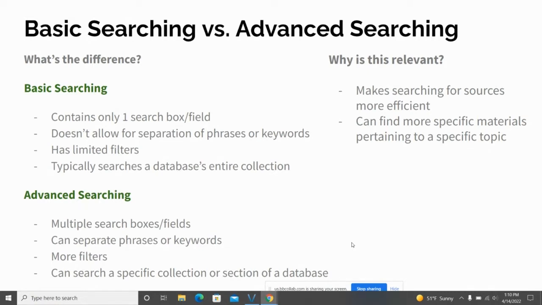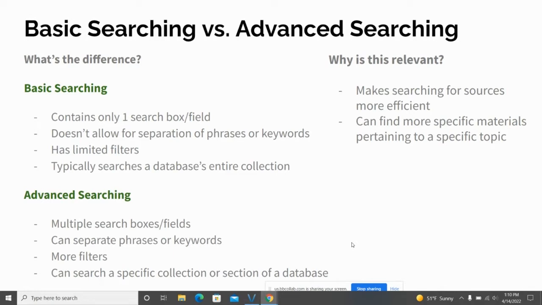You may have noticed when you do searches in Dragon Quest, there is a basic search option on the library homepage, and there is also an advanced search option with a little icon on the library homepage. And you'll notice that they have more search boxes and more filters and stuff like that. And I'm going to demonstrate that in a little bit here, but I just wanted to mention in case you've ever noticed when you're searching Dragon Quest that those are examples of basic and advanced searches.